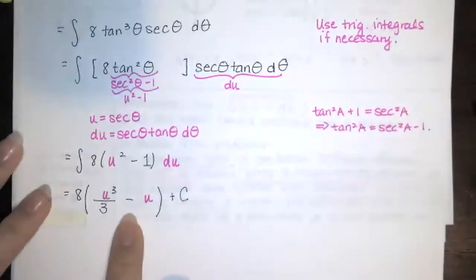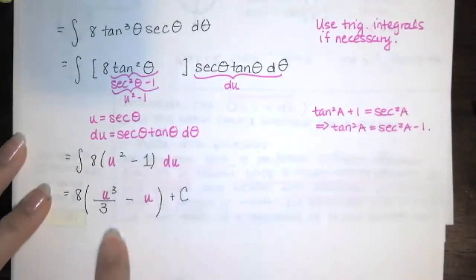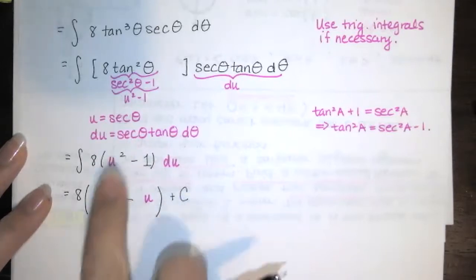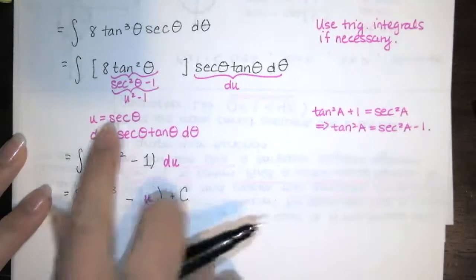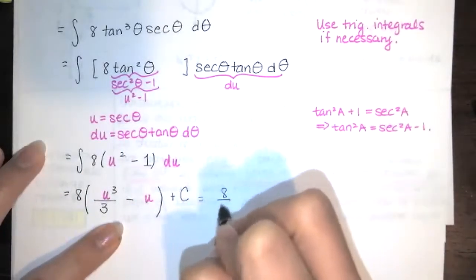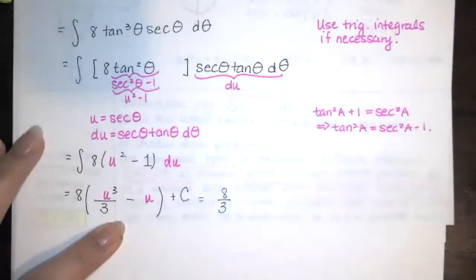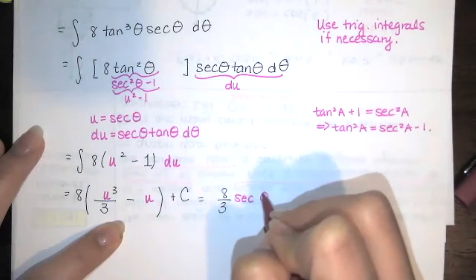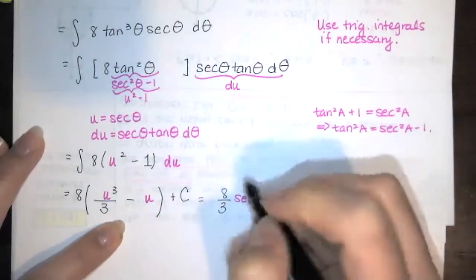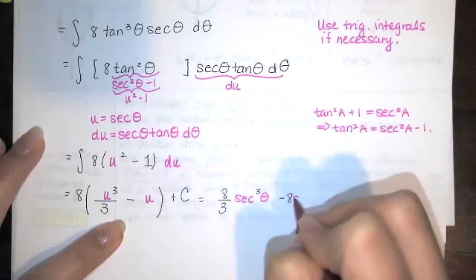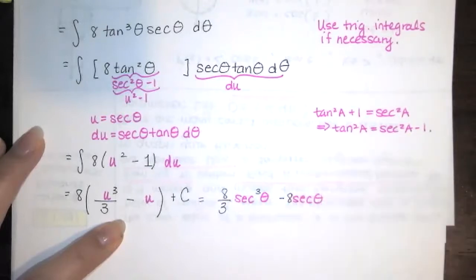And then the last thing we do to finish the antidifferentiation is we write everything entirely in terms of the variable u. So we write everything in terms of secant of theta. If you want, you can distribute that 8 as well. So we'll have 8 over 3 times secant of theta, quantity cubed. You can call it secant cubed theta, same thing, minus 8 times secant of theta plus c.